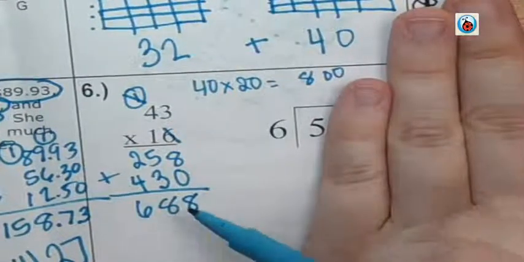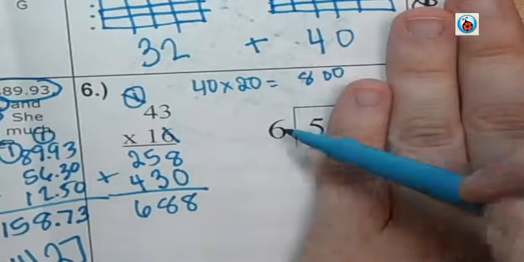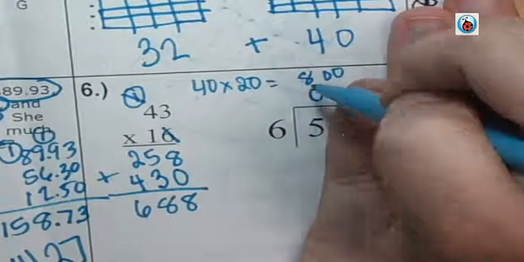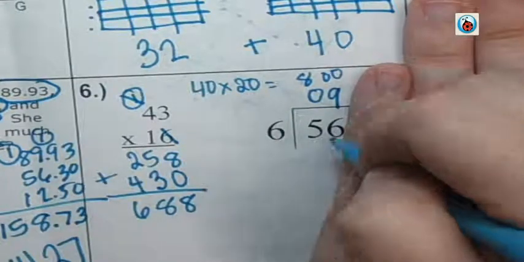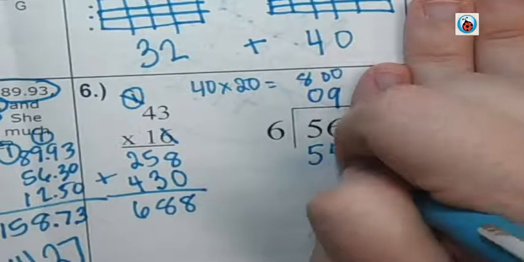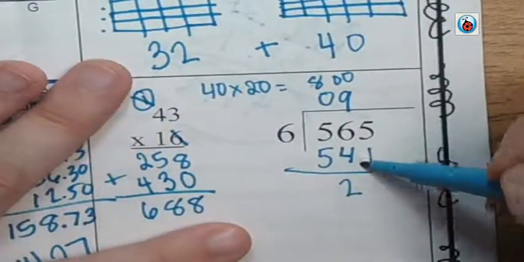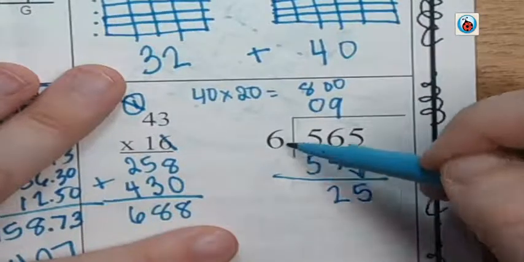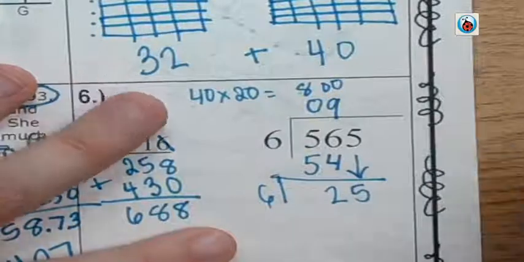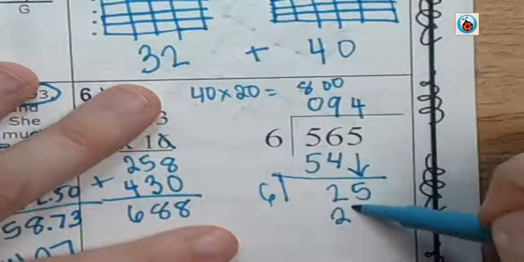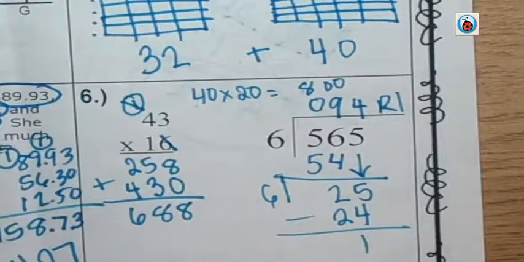Division. And that's semi-close. Okay. You cannot make any groups of 6 with 5. You can make 9 groups of 6 with 56, because 9 times 6 is 54. Subtract and you get 2. Bring down your 5. How many groups of 6 can you make with 25? You can make 4. 6 times 4 is 24. Subtract and you get a remainder of 1. 94 remainder 1.